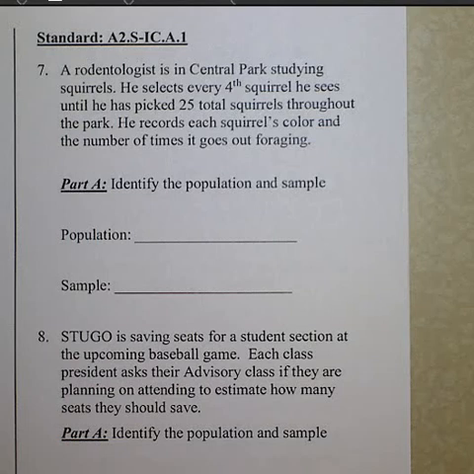The first problem says a rodentologist, so somebody who studies rodents, is in Central Park studying squirrels. He selects every fourth squirrel he sees until he has picked 25 squirrels throughout the park. He records each squirrel's color and the number of times it goes foraging. Identify the population. So who possibly could be selected?